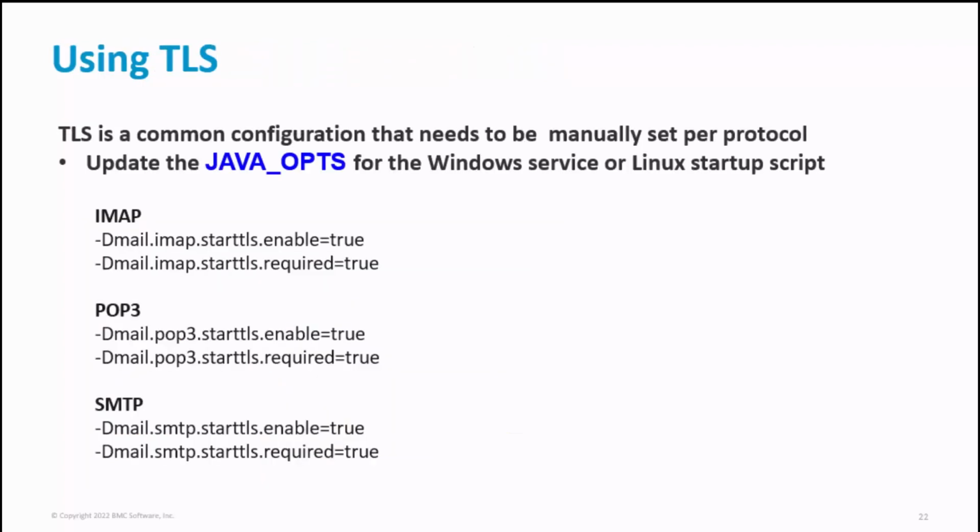And as I stated in my example, some customers have to move to TLS for their email protocols. And it's not a trivial task to move to TLS, but it is a pretty common task. I've included an article in the reference section of this presentation if you need more information. That article shows that you need to update the Java opts for either the service on Windows or the startup script on Linux for the email engine. You need to set both the starttls.enable and the starttls.required to true for whichever protocols you're using. So that's an additional step that you have to take and make sure that it was done correctly.